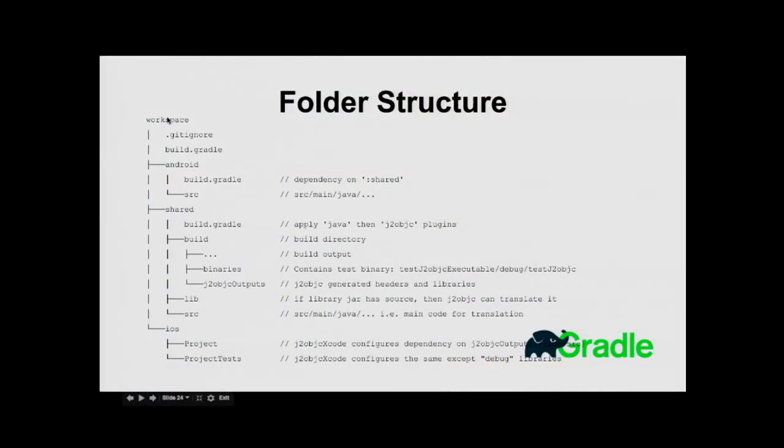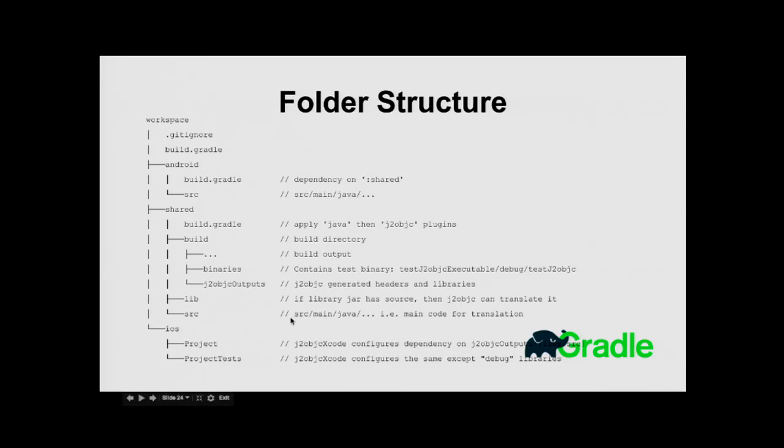Okay. So this is basically the folder structure that I generally suggest having. So your workspace, Android app, and this one depends on the shared Java project. And then within the shared Java project, you apply the Java plugin, then J2ObjC, and down here you can actually include other jar libraries. As long as that jar library has got source code with it, then that can also be translated and compiled as well.